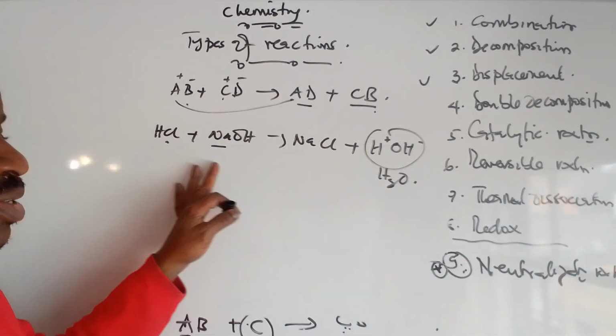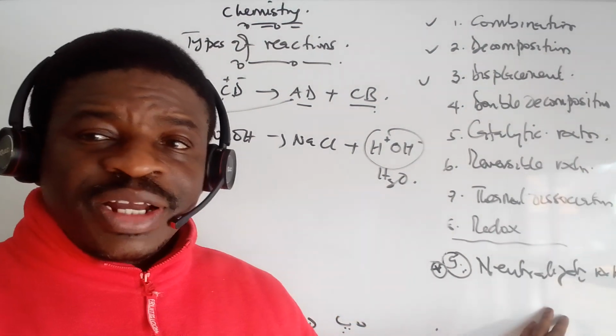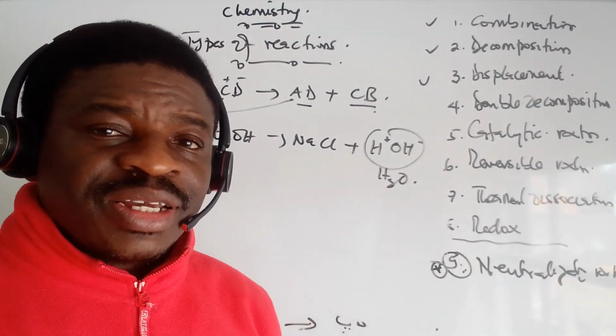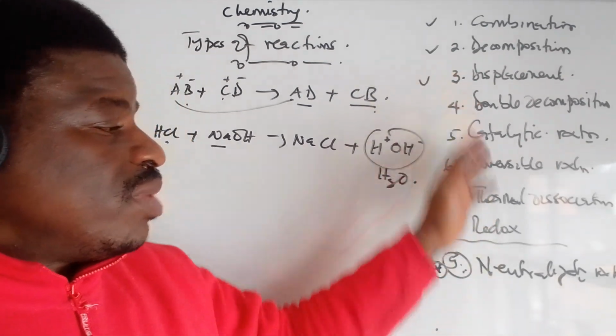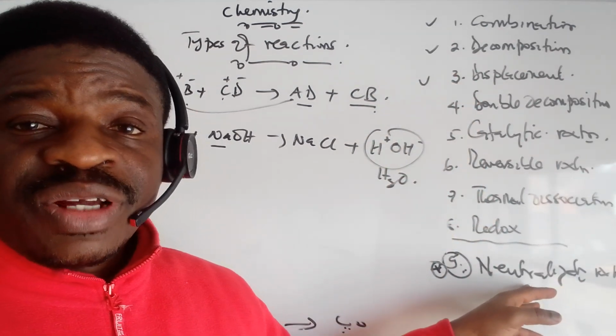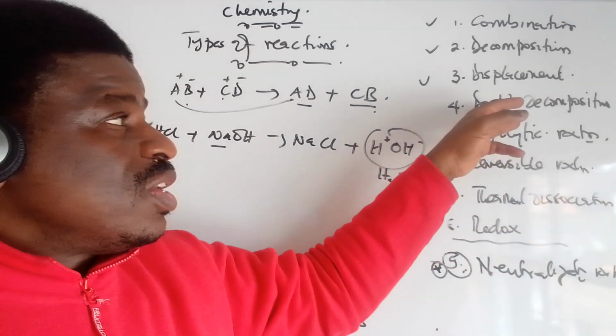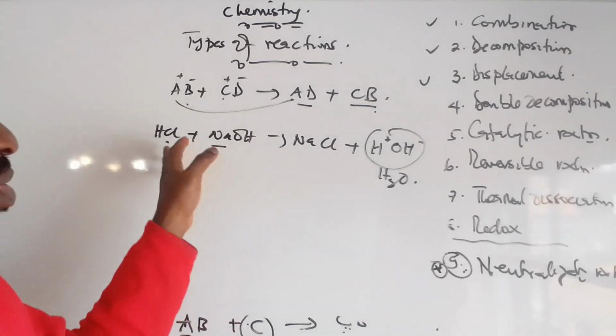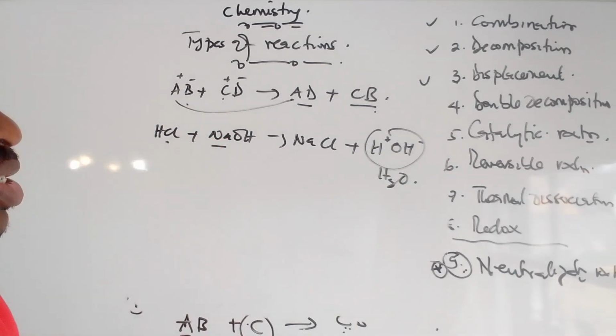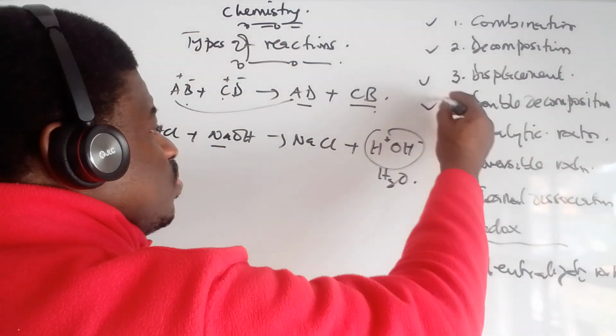So now this is where I'm going. There was a question like that, and they say which of these below is not a type of reaction, and they put neutralization. Neutralization reaction is not really a type of reaction. It falls under double decomposition, exchange of radicals. You see what is happening here now. So that is neutralization as double decomposition.